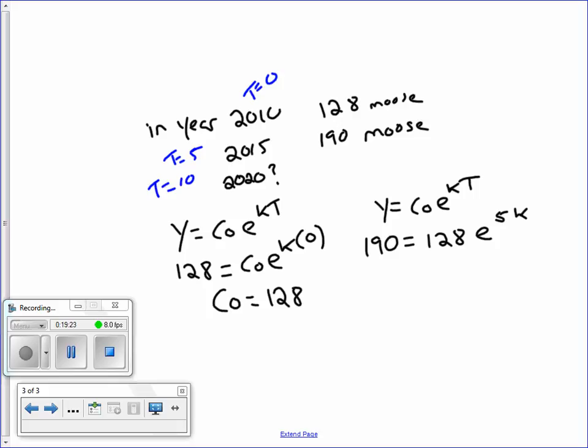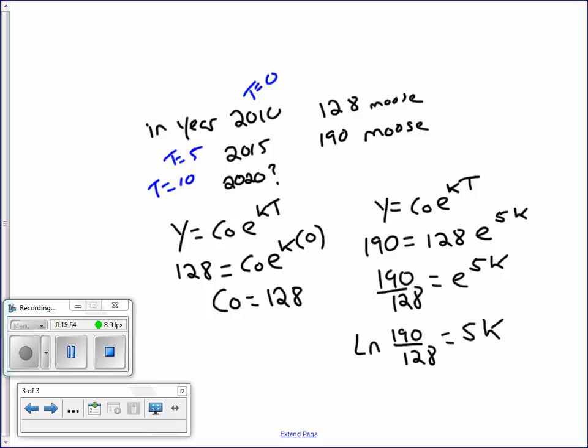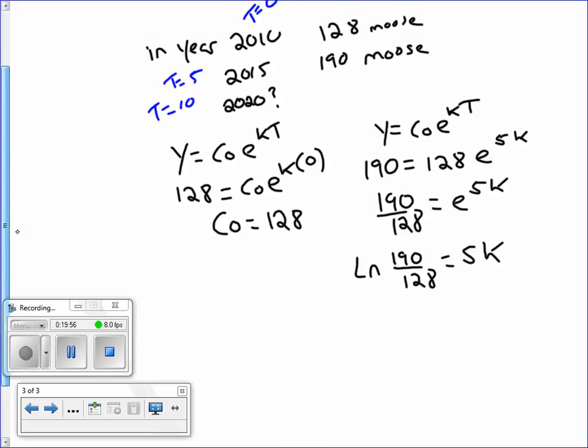Okay, so can we solve an exponential equation? Remember how to do that from algebra 2? What's my first step there, Mutar? Yeah, divide both sides here. 190 over 128 equals e to the 5k. Then what? Take the natural log. Natural log of 190 over 128 equals 5k. And then divide by 5.